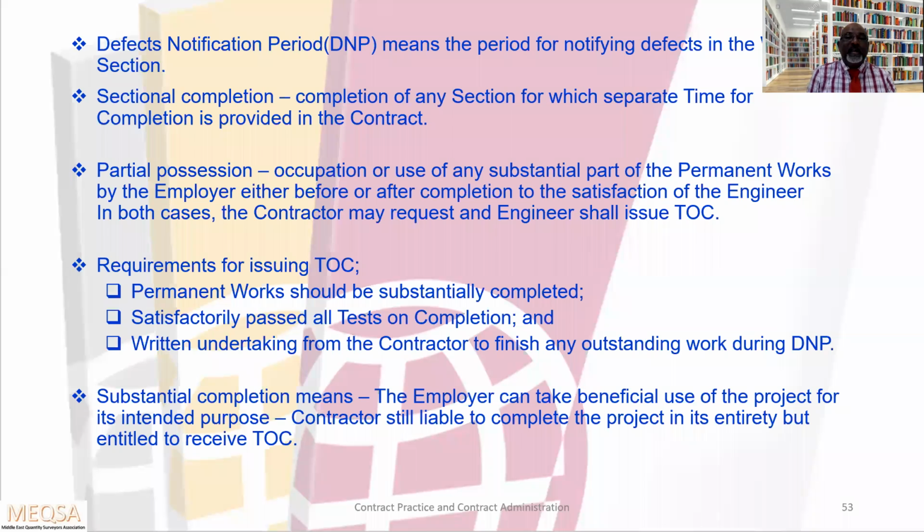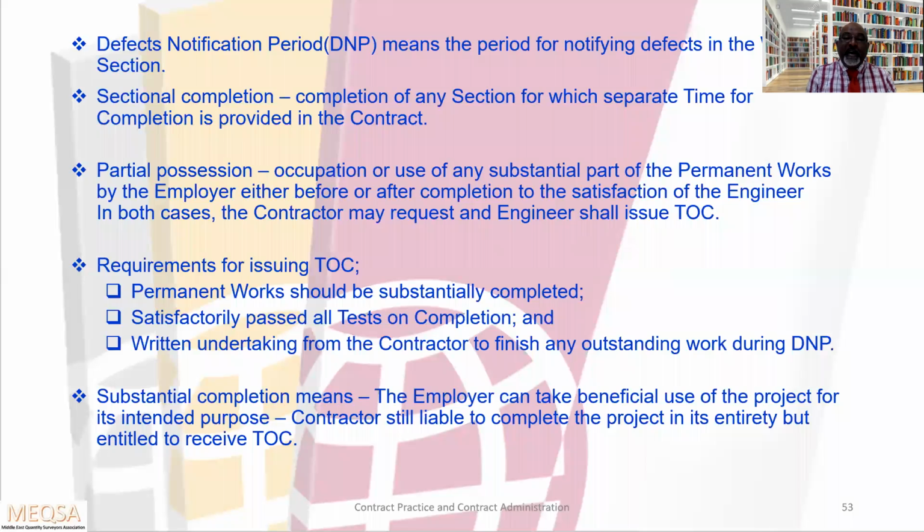Partial possession. Occupation or use of any substantial part of the permanent works by the employer, either before or after completion to the satisfaction of the engineer. In both cases, the contractor may request and the engineer shall issue the TOC. Requirements for issuing the TOC.